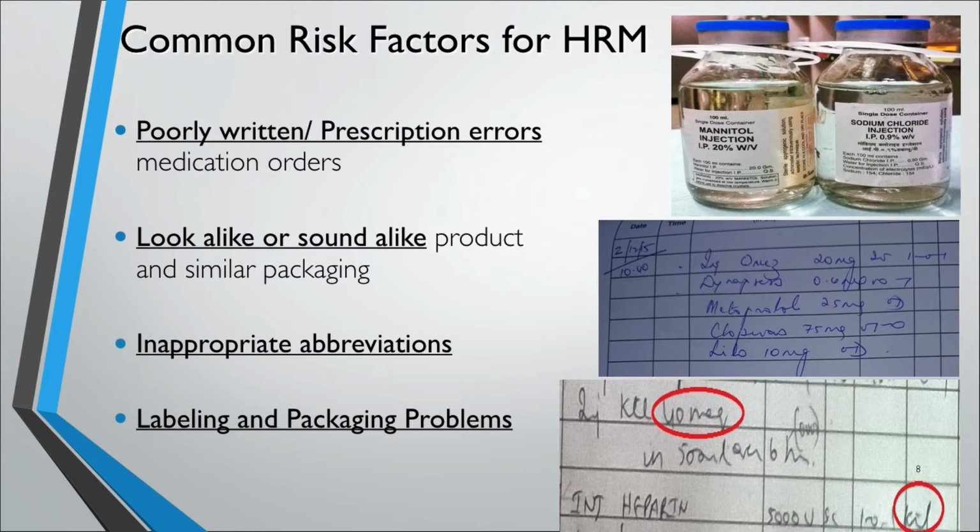Poorly written prescriptions are shown as an example in the second picture. The name and the dose of the drug have been written in the same column, which should be avoided. In the third picture, the prescriber has used inappropriate abbreviations, and the dose and frequency of administration are unclear.